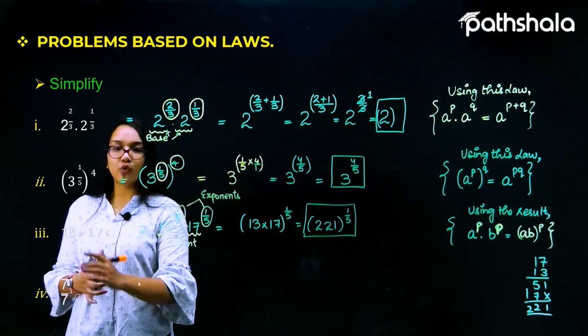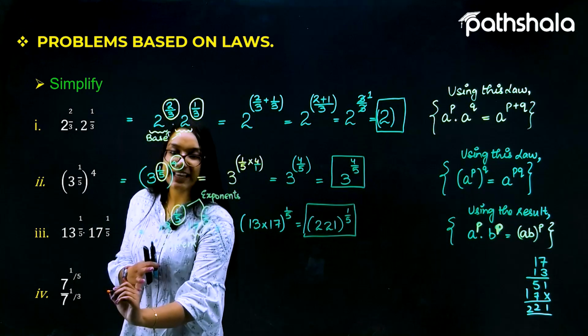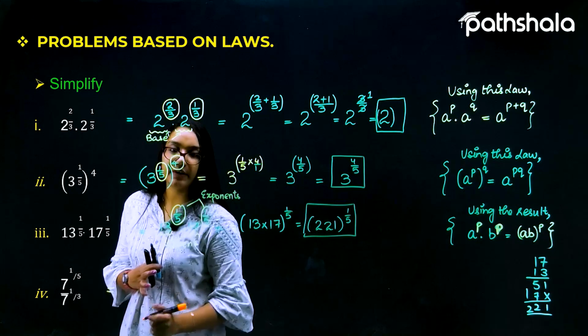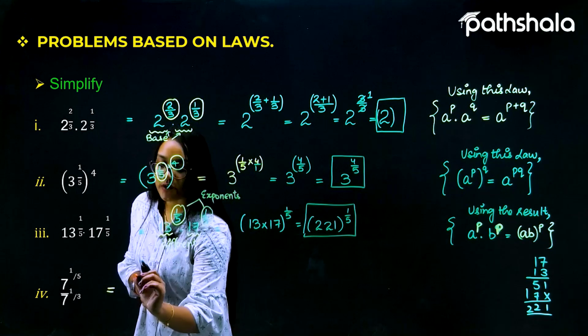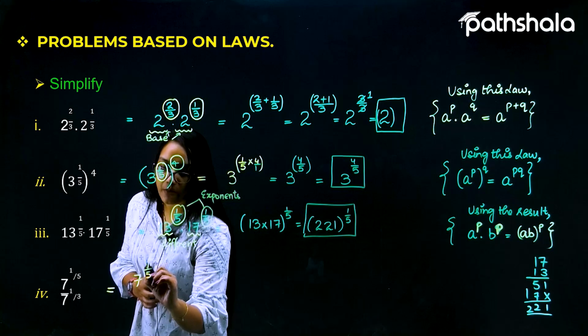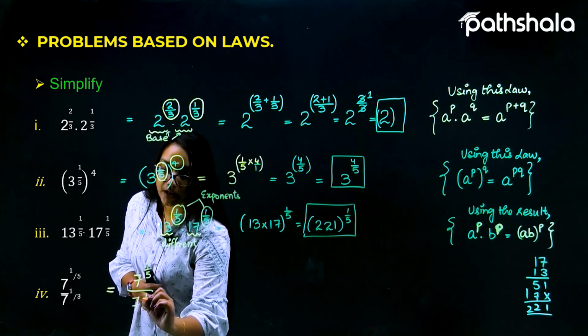So let's move on further towards our fourth part, which says 7 raised to the power 1 by 5 divided by 7 raised to the power 1 by 3. Let me rewrite it again: 7 raised to the power 1 by 5 divided by 7 raised to the power 1 by 3.